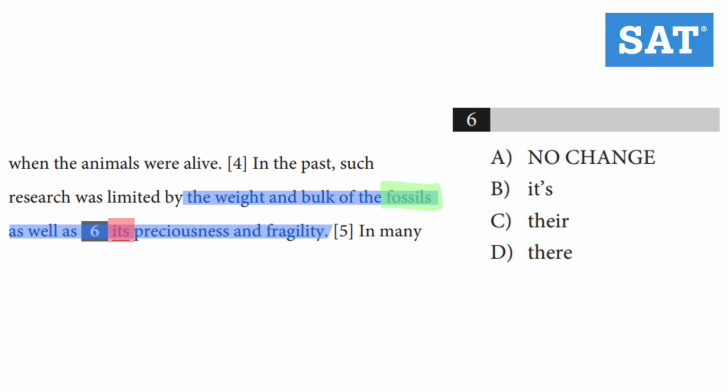It's pointing to fossils. So fossils are plural, therefore it cannot be its preciousness. Fossils, there. But which there are we going to choose? Are we going to choose C or D? We're going to choose C, there, because that is a possessive pronoun. And D, there, means a location. It's over there. Really have an understanding of this.